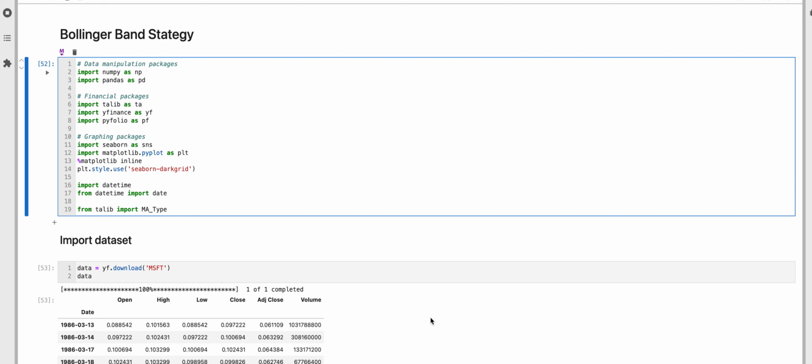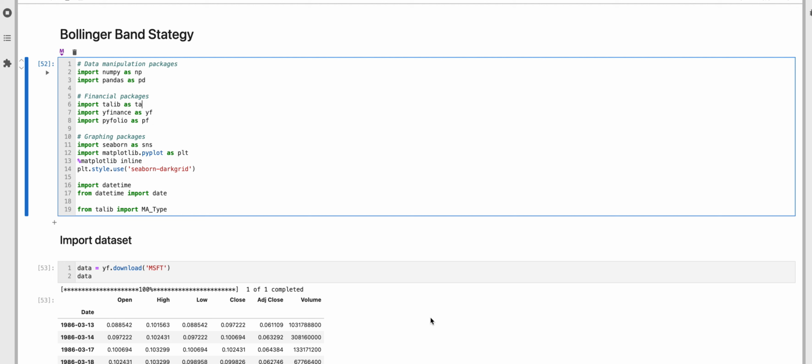Previously, we did a moving average crossover strategy, which is an example of momentum strategy. In this video, we will demonstrate an example of mean reversion strategy using Bollinger Bands. Momentum and mean reversion strategies are the two main types of algorithmic trading strategies.